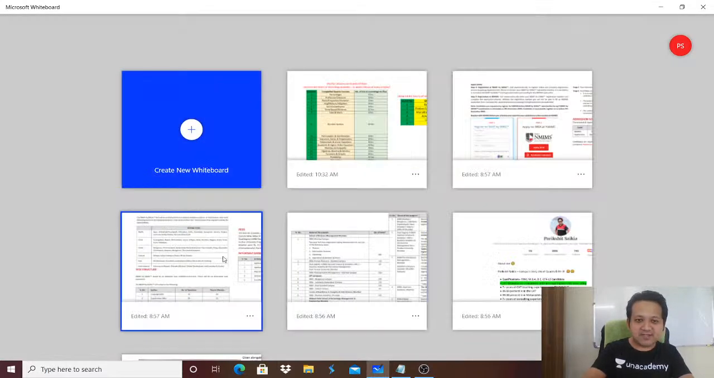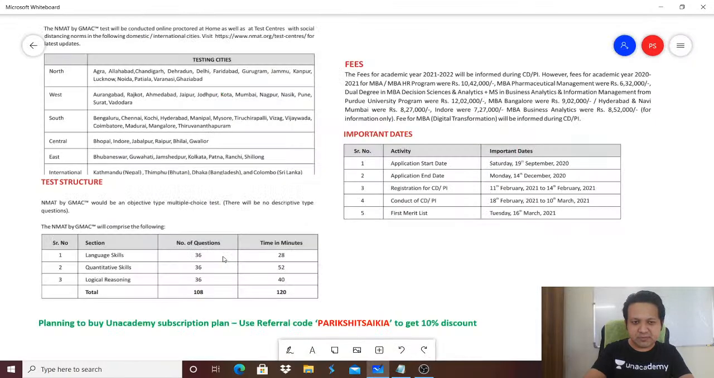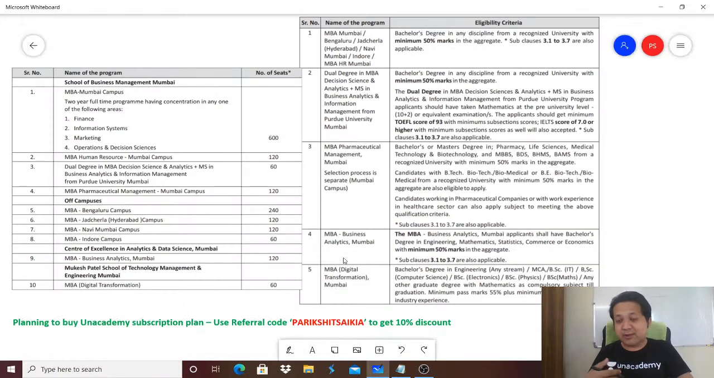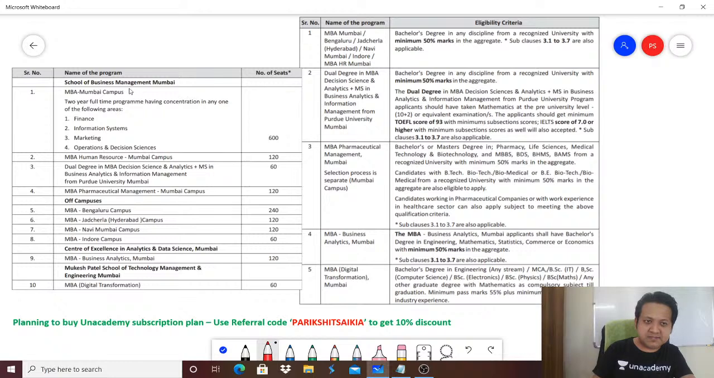Okay, the first thing first. Before we talk about this, let's talk about the different NMIMS programs and the eligibility criteria. I will take you through the entire admission process. Before that, you need to know how many seats are available and which programs are available for me to apply for NMIMS. Now first, let's talk about the different programs that are available in NMIMS.